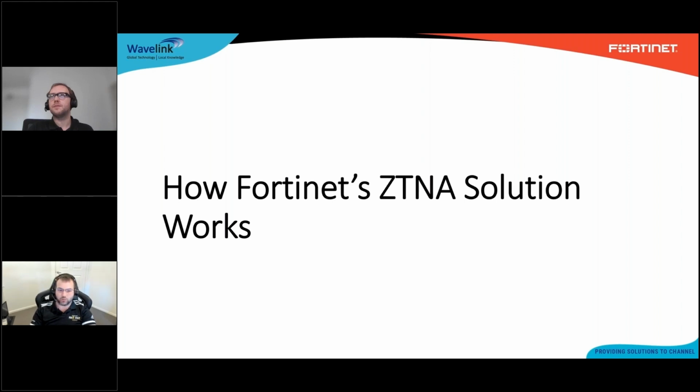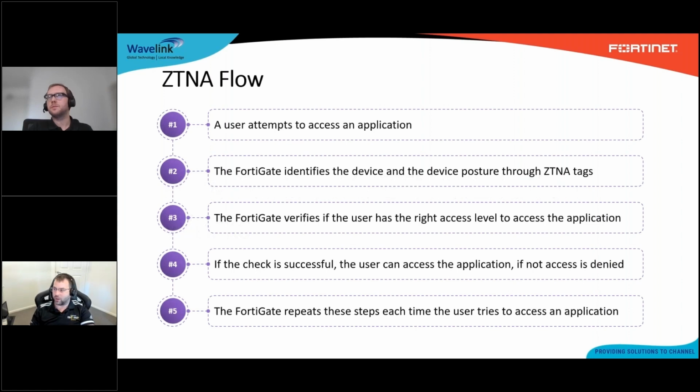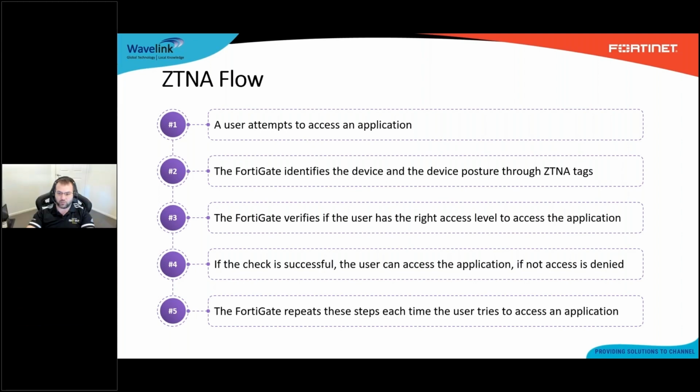So I'm going to take you through how ZTNA works. Now, there is a bit of a flow that happens with ZTNA. The first step is a user attempts to establish a connection to an application. That application could be an internal website, for instance. This is automatically sent to the access proxy. The access proxy then creates a secure tunnel, authenticates the user, and identifies the device and if it meets the posture requirements. The access proxy then verifies the user has the rights to access the destination application.